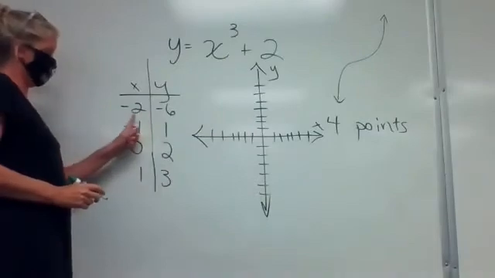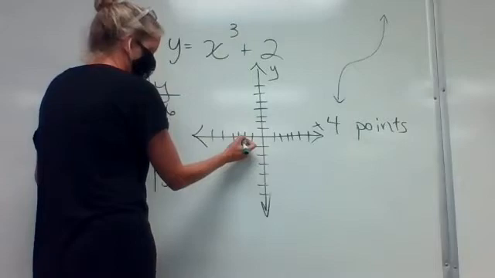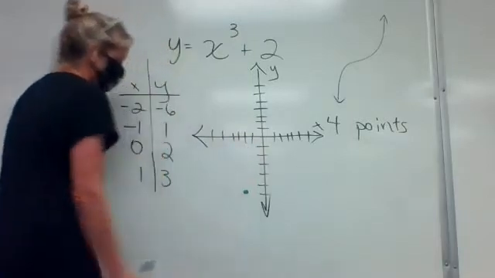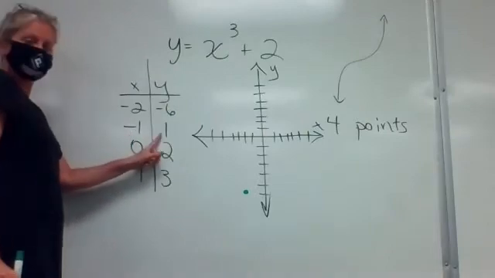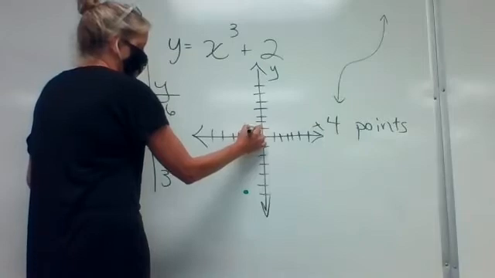Okay, plot these 4 points. So -2, -6, which would mean to the left 2, down 6. -1, +1, which would mean to the left 1 and then up 1.